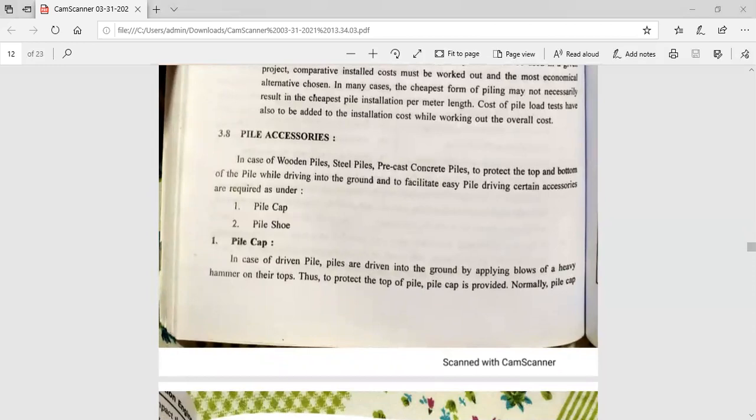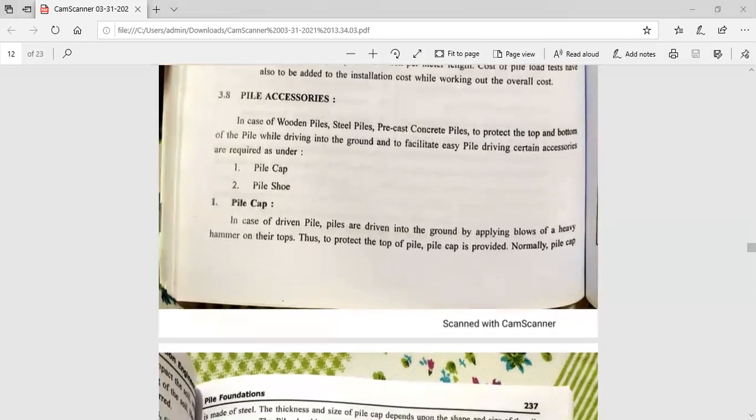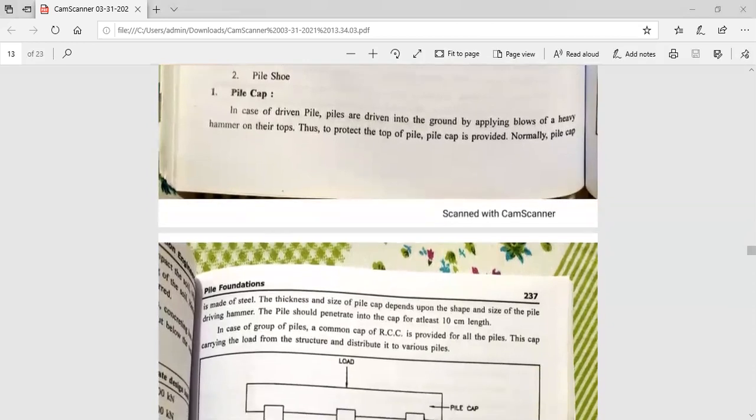So there are some pile accessories. In case of wooden, steel, and precast concrete piles, to protect the top and the bottom of the pile while driving into the ground, or to facilitate easy pile driving, certain accessories are required. The first is pile cap, and the second one is pile shoe. In case of pile cap, driven piles are driven into the ground by applying blows of heavy hammers on their top. So to protect the top, a pile cap is provided.